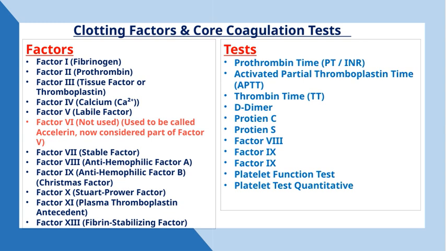D-dimer is useful for detecting ongoing clot breakdown, which can be important in conditions like deep vein thrombosis or pulmonary embolism. We also look at specific proteins like protein C and protein S, which are natural anticoagulants, and coagulation factors numbered I through XIII. These include fibrinogen, prothrombin, tissue factor, calcium, and various other factors that play roles in the clotting cascade. Understanding these helps us pinpoint deficiencies or abnormalities that could lead to bleeding or clotting issues.